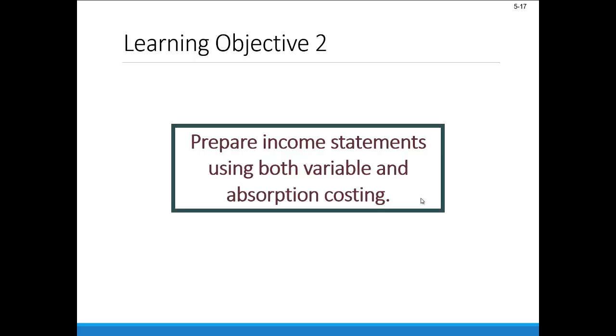Learning objective 2 was to take what we know about that and prepare some income statements using both variable and absorption costing. And given that we have different unit product costs under the two methods, we can see how that might affect potential income via cost of goods sold and how we treat those fixed overhead costs as well.